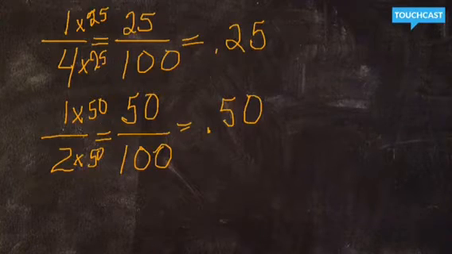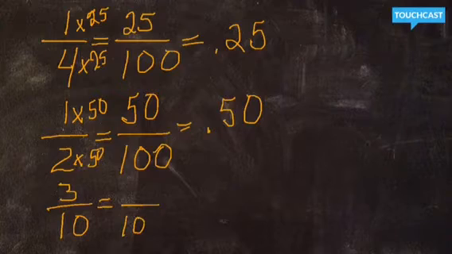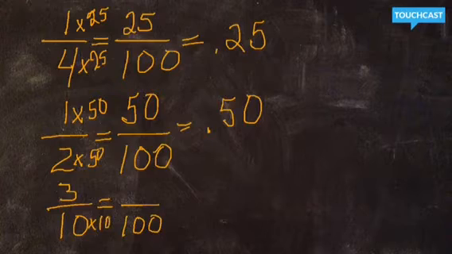Let's try another one. Remember, this works because our denominator is a factor of 100. So let's try one like 3/10. Okay, 3/10, we set it up, new denominator is always going to be 100. 10 times 10 equals 100. So 3 times 10 equals, that's right, 30.